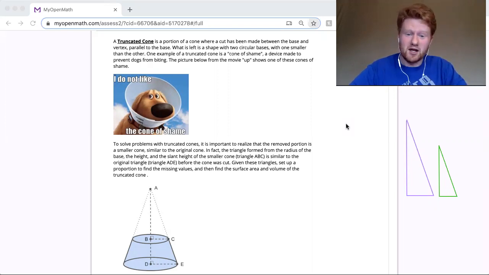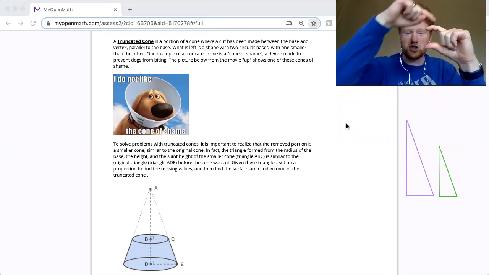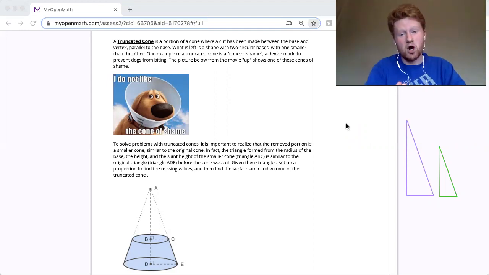So, a truncated cone is just a portion of a cone where you've made a cut between the base and the vertex. So imagine an ice cream cone, and if you were to just cut it right in half. That new portion of the cone would have two circular bases, the original base, and then the smaller base, and the connected portion. And it would no longer come down to a vertex like in the original cone.